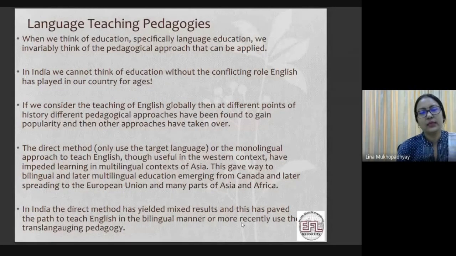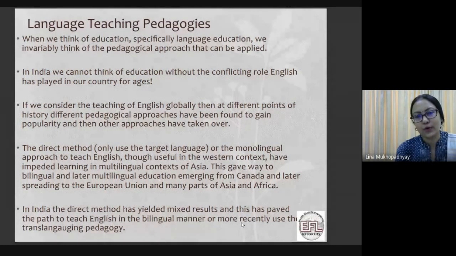Right. So if we look at language teaching pedagogies, which have had a rich history in education, and when we think of education, and more specifically language education, we cannot but think of the pedagogical approaches that could be applied. So if we think of the Indian context, for example, starting from the pre-colonial days to the recent times, we are confronted with the role English has played in pedagogy for ages.